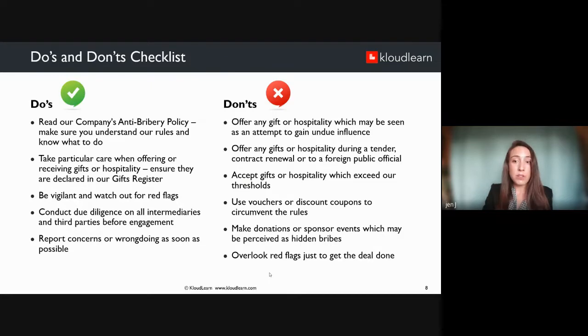Don't accept gifts or hospitality which exceed the company's thresholds. Don't use vouchers or discount coupons to circumvent rules. Don't make donations or sponsor events which may be perceived as hidden bribes. Remember that even charitable donations, if they're done inappropriately, can be considered a bribe. And don't overlook red flags just to get the deal done.